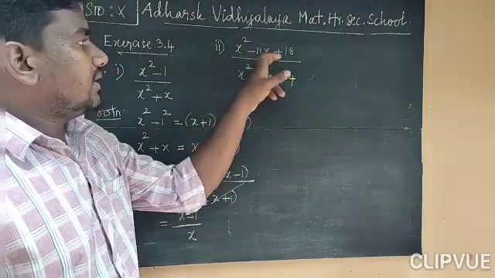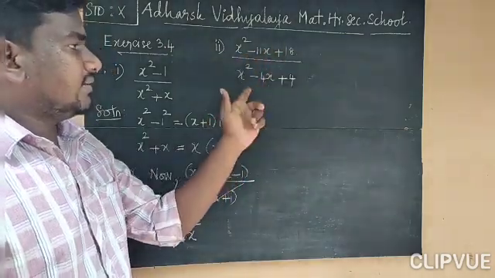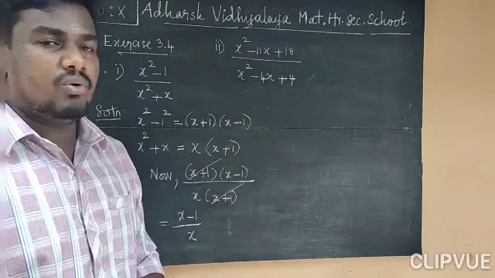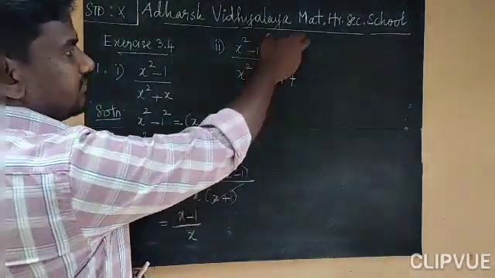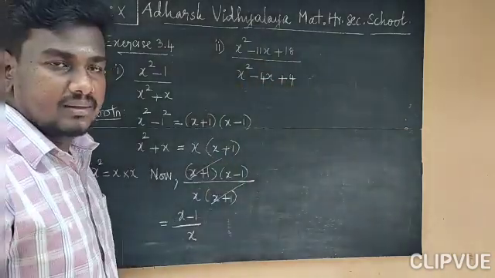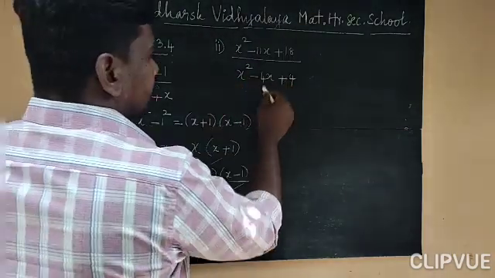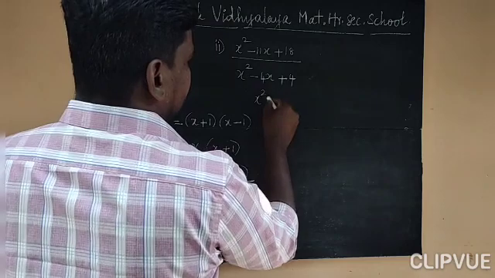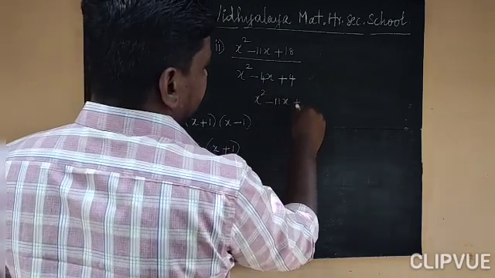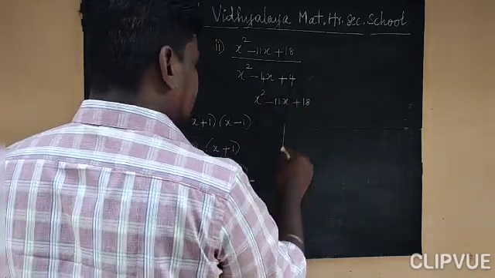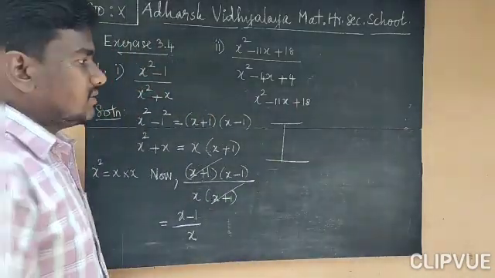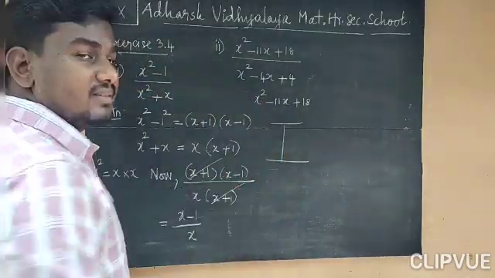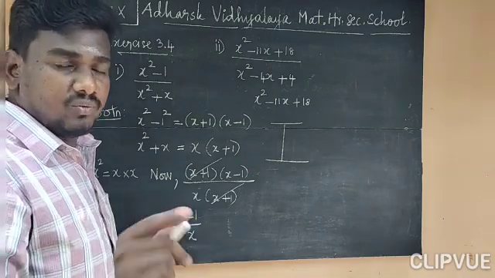Second question, x square minus 11x plus 18 divided by x square minus 4x plus 4. So these are two quadratic polynomials. So first find the factors of the quadratic polynomial. So the first quadratic polynomial, x square minus 11x plus 18. So how do we find this out? The 18 is the product of two numbers and this coefficient of x is the sum of the same two numbers, you know very well.